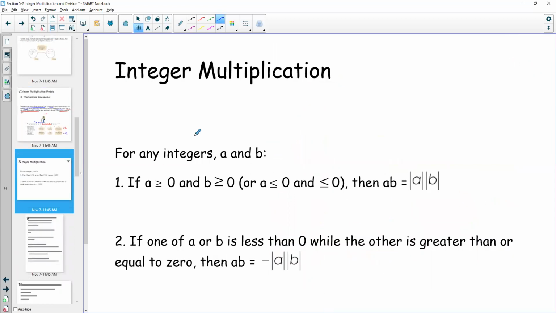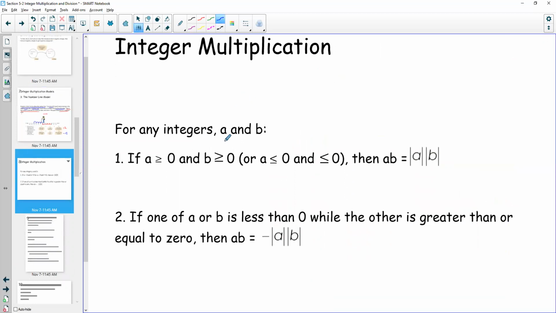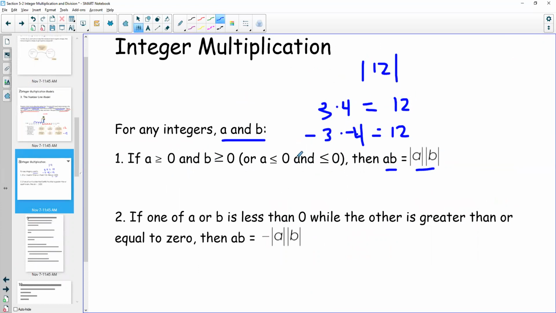All right. Integer multiplication, there are some general ideas here. For any integers a and b, if a is greater than 0 and b is greater than 0, or they're both less than 0, then a times b is the absolute value of a times b. Okay? So think about it this way. If I had 3 times 4, both of them greater than 0, or negative 3 times negative 4, it's going to end up with 12. So it's the absolute value of the product when the signs are the same.